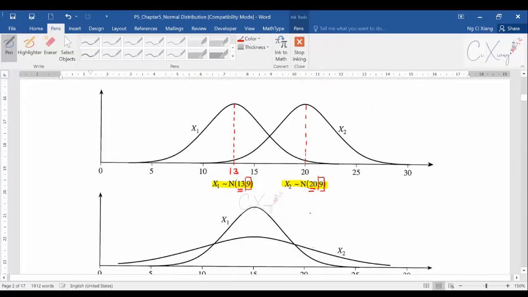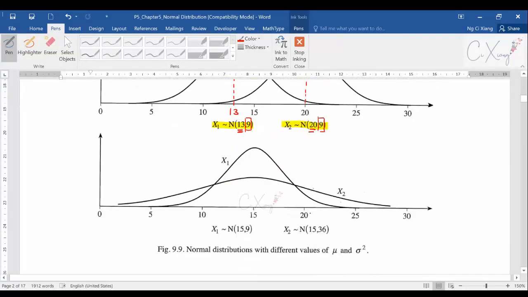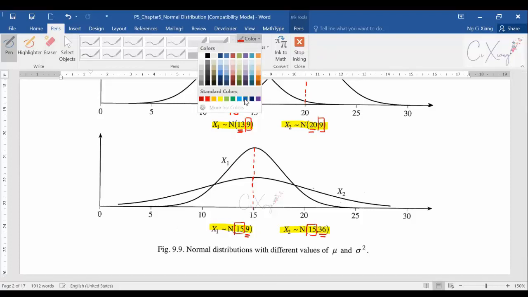Now, how about if we look at the second figure here? If you look at the graph here, the difference is in the variance. The means are the same, both are 15. If you look at the center of the higher graph, you can see that it is at 15. The lower graph is also the same, the mean is also at 15.